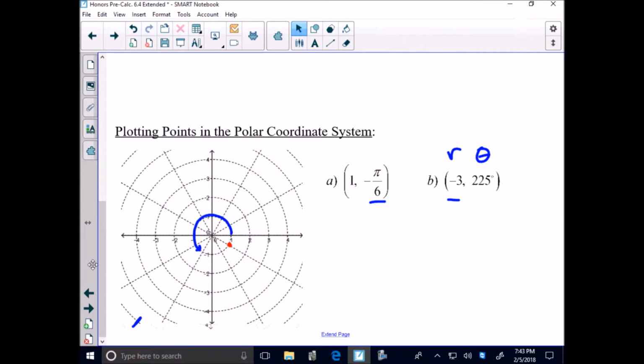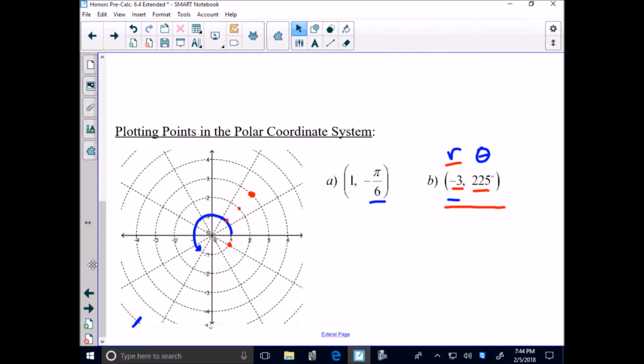And then right here, with a negative r value, we're saying that instead of going forward into the third quadrant, because our r value is negative, we're actually going to go backwards into the first quadrant. So a negative r value actually means that we're going in the opposite direction that our angle is telling us. So right here, we're going to go 3 units backwards. And this is the point (-3, 225°).